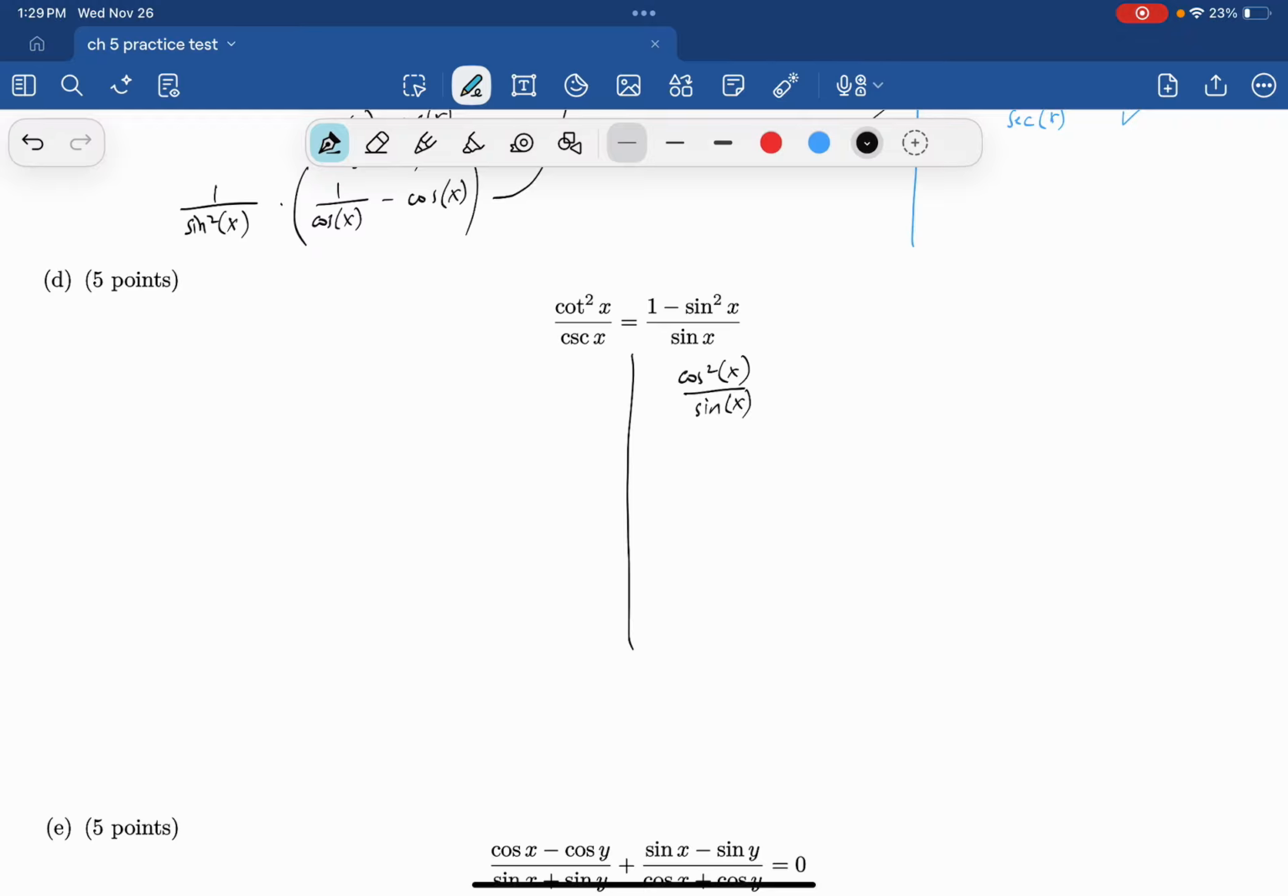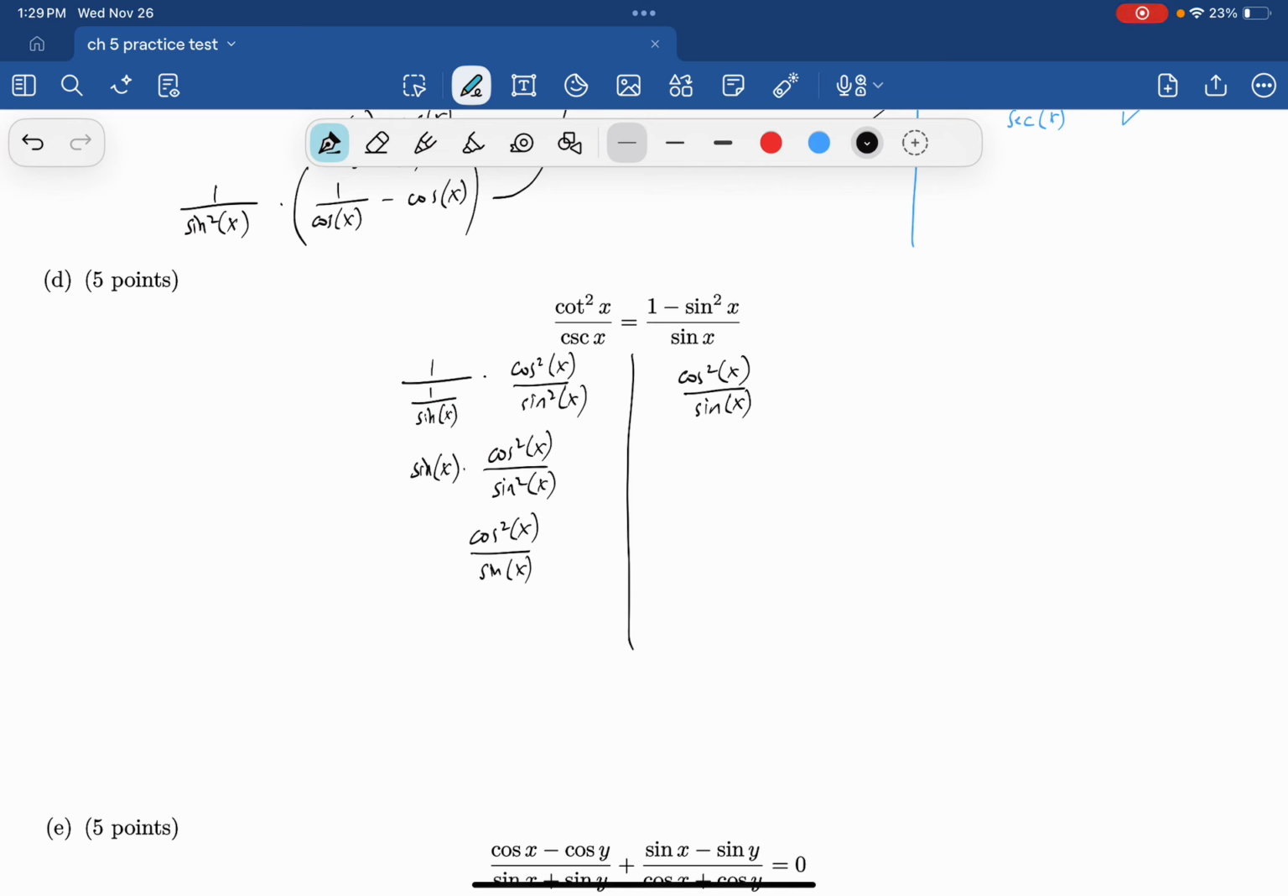So this is just 1 over 1 over sine x times cosine squared x over sine squared x. All right. The reason is because cosecant is 1 over sine, and cotangent squared is cosine squared over sine squared. And so this simply becomes sine x times cosine squared x over sine squared x, which is equal to cosine squared x over sine x. And we're done.